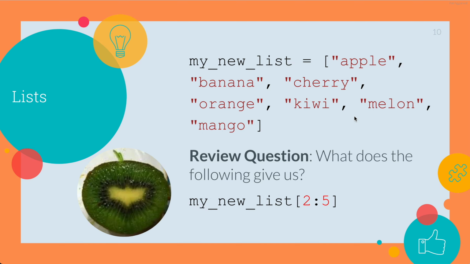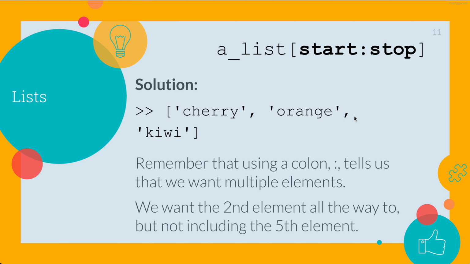Let's consider a new list of fruits: apple, banana, cherry, orange, kiwi, melon, and mango. What does the following command give us? My new list, open bracket 2:5 close bracket. This notation queries for a specific range of the list and returns a list containing the elements from the second element all the way to, but not including, the fifth element. In our case, this gives us cherry, orange, and kiwi.